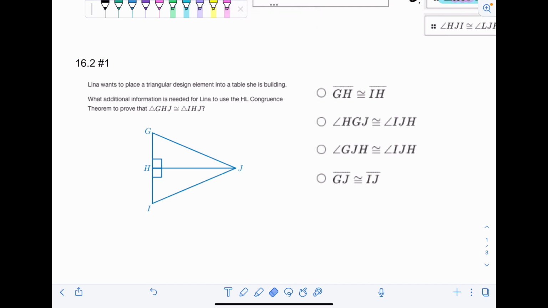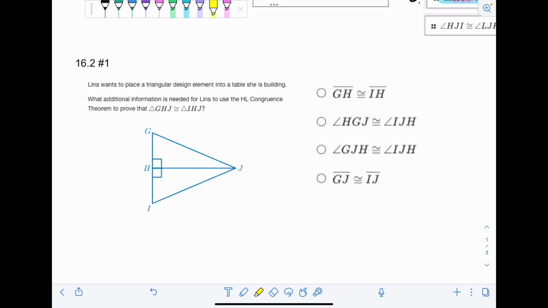16.2, number 1. Lena wants to place a triangular design element into a table she's building. What additional information is needed for Lena to use the hypotenuse leg congruence theorem to prove that triangle GHJ is congruent to triangle IHJ? So GHJ is that top triangle, IHJ is that bottom triangle, and she's trying to use the hypotenuse leg congruence theorem.